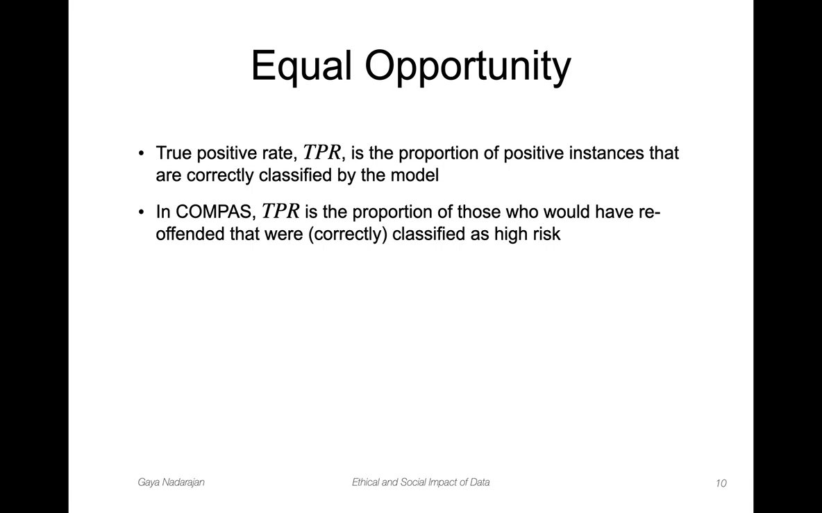classified as high risk. Mathematically speaking, we can just say the true positive rate is the total number of true positives, meaning the people who really, truly reoffended, divided by the total number of true positives and also the true negatives. The total numbers that were correctly classified, and this is the proportion of it.